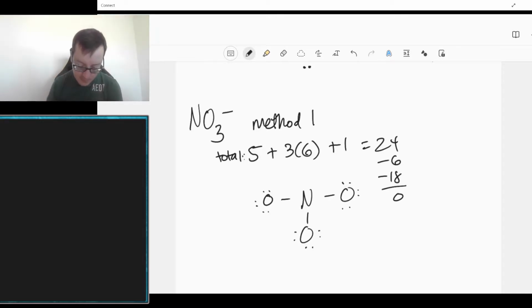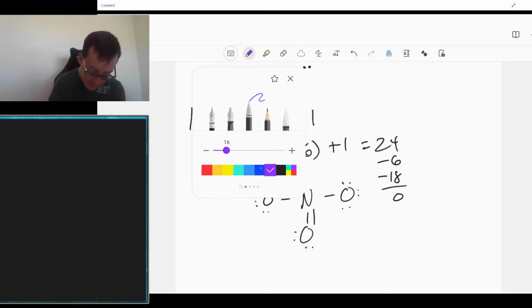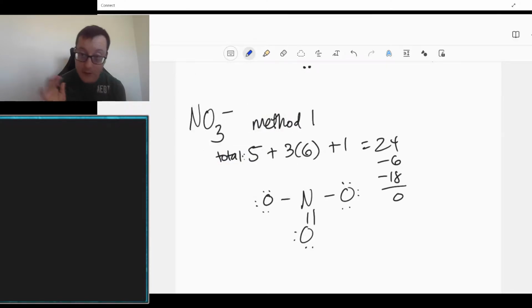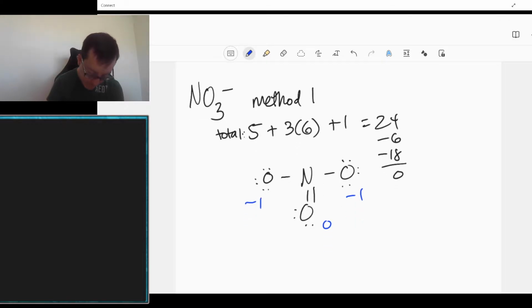And so we're going to see nitrogen does not have a complete octet, so let's go ahead and make a double bond. So now nitrogen has an octet. Hooray. They all have 8 electrons now. Formal charge on these oxygens, -1, 0. On the nitrogen, 5 minus 4 minus 0, plus 1 formal charge there.